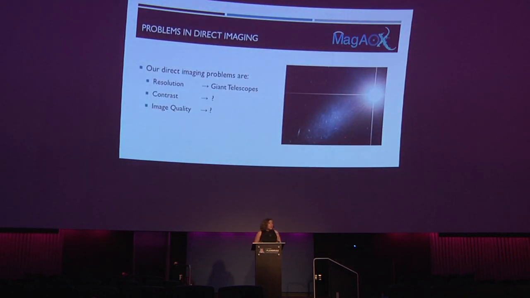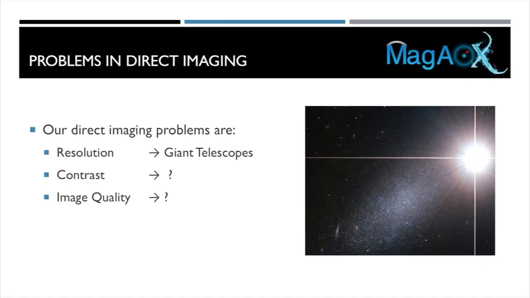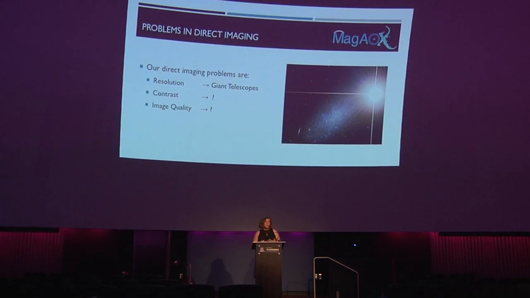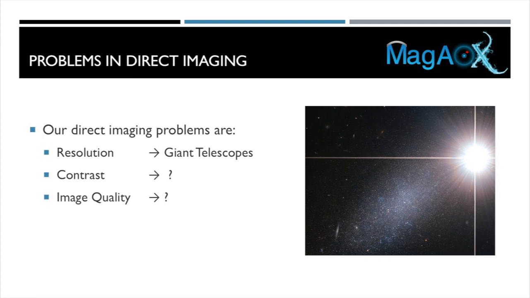So to recap, we were talking about the 3 problems in direct imaging of exoplanets. And so we just solved our resolution problem. And our resolution was to build giant telescopes. But we still have 2 more problems. We have the contrast problem, which is where stars are significantly brighter than the host planets. And we also have our image quality problem, which is imaging through Earth's atmosphere.